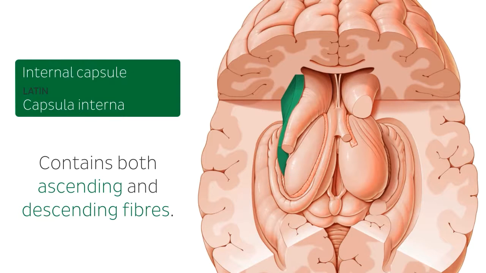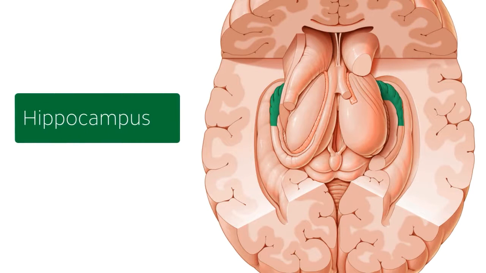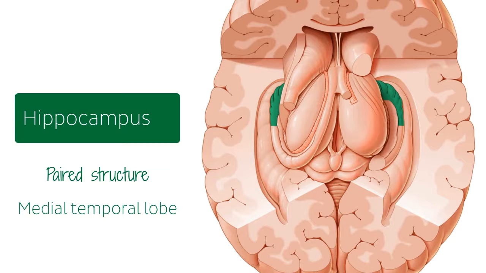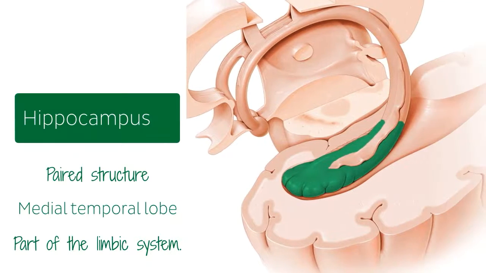Another very beautiful structure that we see from this view is the hippocampus. The hippocampus is a paired structure located in the medial temporal lobe, and in this way fills the temporal horn of the lateral ventricle. It is part of the limbic system, and it has a curved structure, and the name comes from the Greek for seahorse due to its resemblance to a seahorse. Now, the function of the hippocampus includes the storage of long-term memory and spatial navigation.